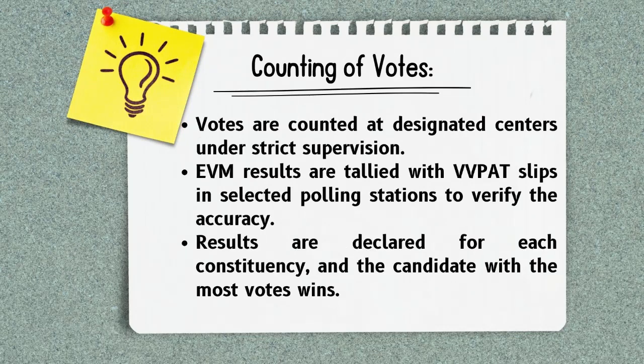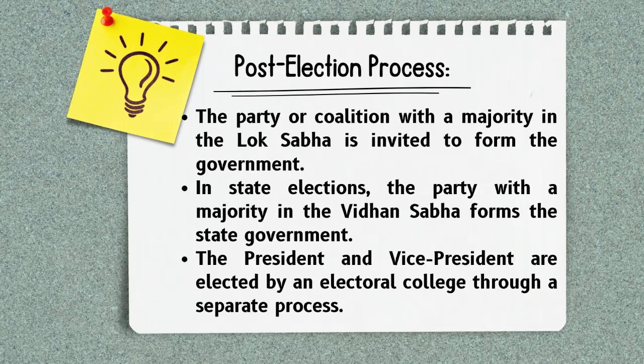Number 6. Counting of votes. Votes are counted at designated centers under strict supervision. EVM results are tallied with VVPAT slips in selected polling stations to verify the accuracy. Results are declared for each constituency and the candidate with the most votes wins. Post-election process. The party or coalition with a majority in the Lok Sabha is invited to form the government. In state elections, the party with the majority in the Vidhan Sabha forms the state government. The president and vice president are elected by an electoral college through a separate process.